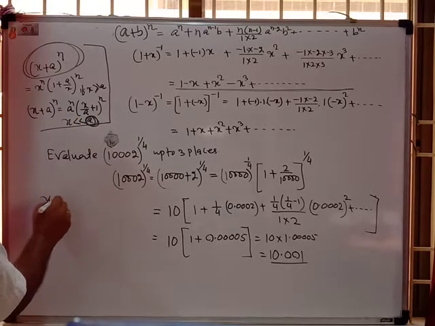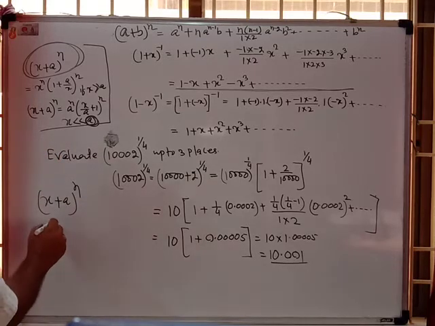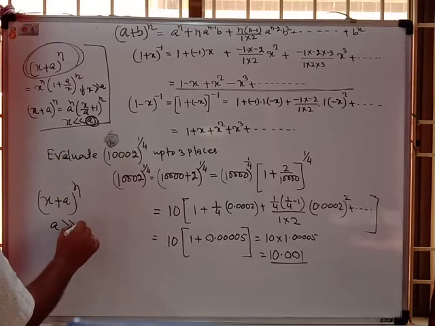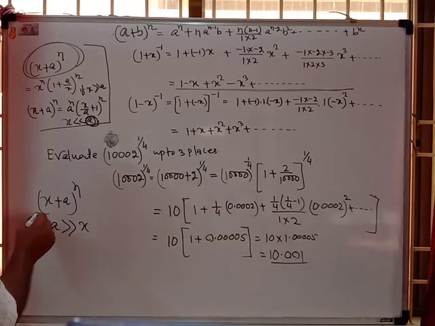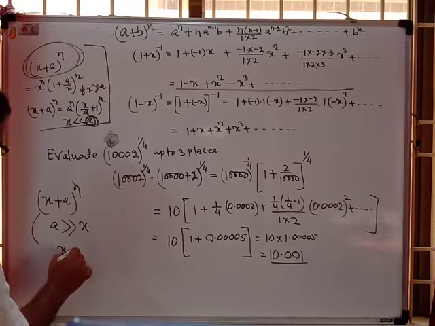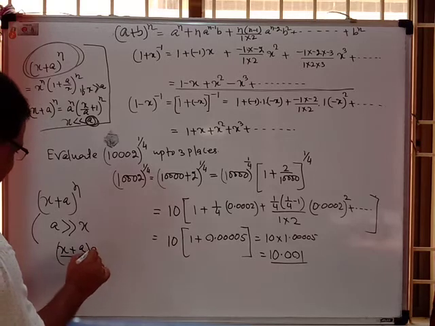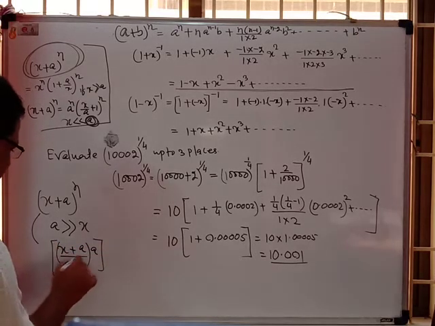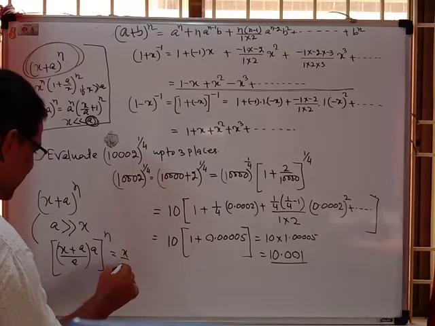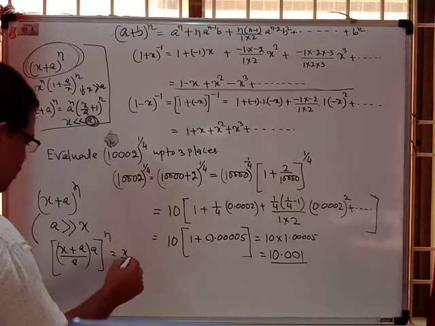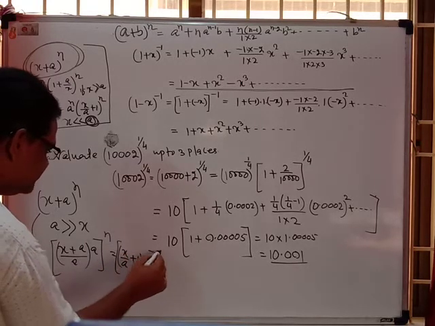I think you must be understanding (x + a)^n. If a is much greater than x in this term, then I have to divide by a. How am I dividing it? Just look here: (x + a)/a, multiplied by a, and the whole bracket to the power n. So what will be the term? That is (x/a + 1), all to the power n.